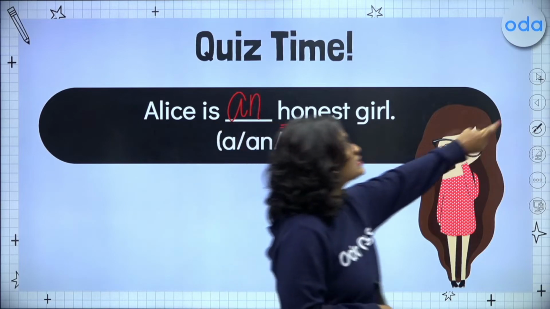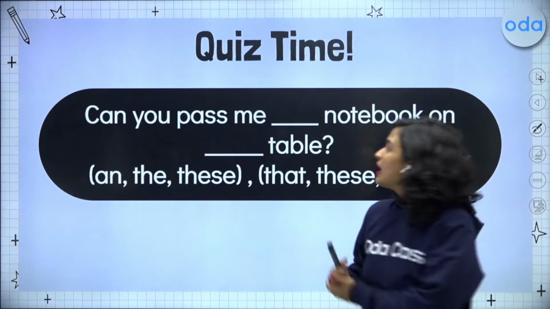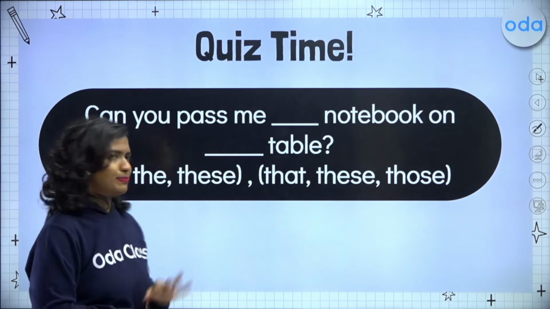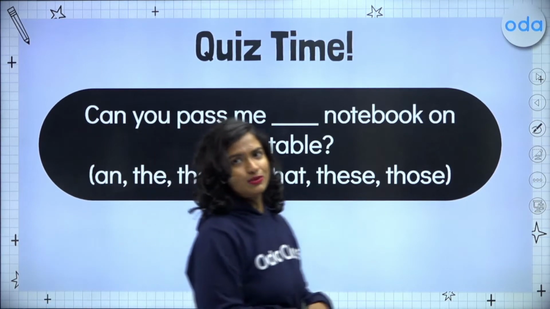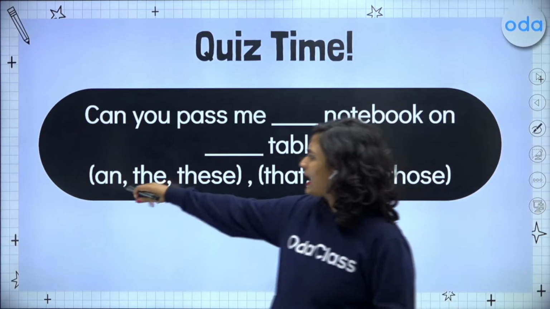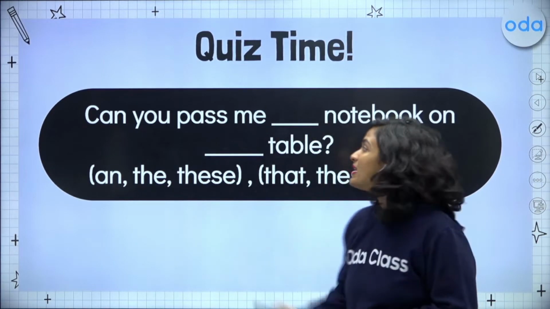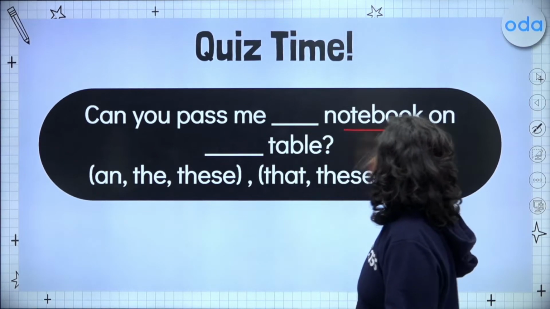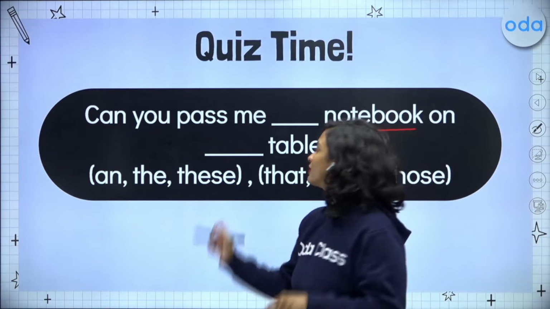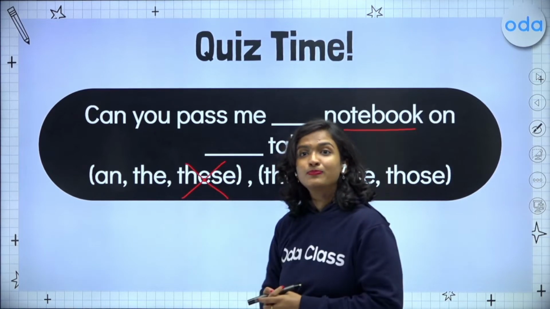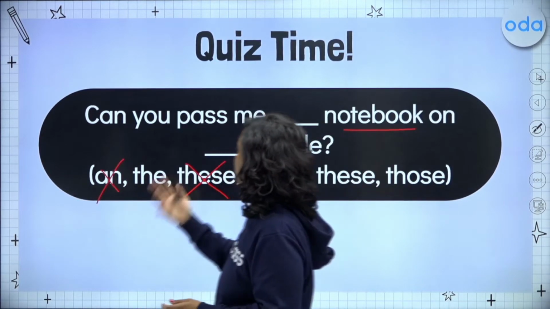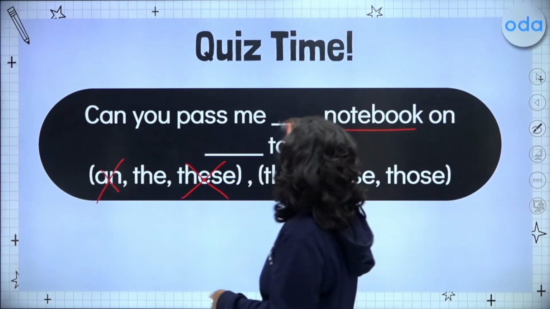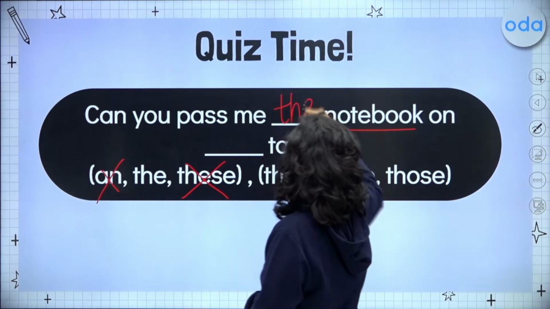Okay, moving on to our next question, students. Tell me, can you pass me blank notebook on blank table? What do you think, students? Should I use an, the, or these in my first blank? Now, as you can see, we are talking about a singular notebook. So these is wrong. We can't use an over here, students, obviously, because notebook starts with a consonant sound. So the correct answer here will be the.